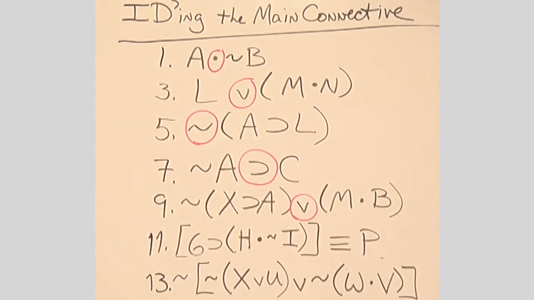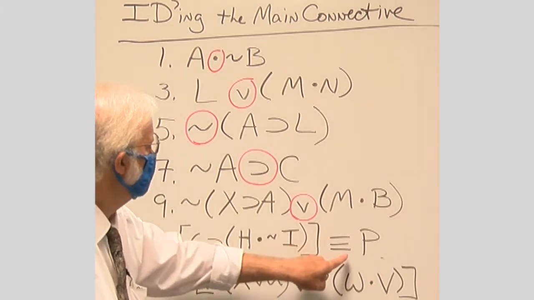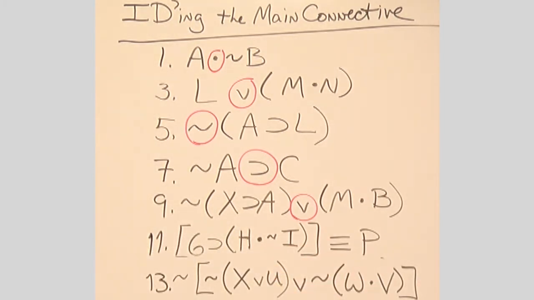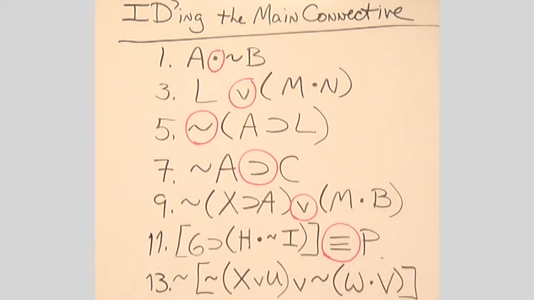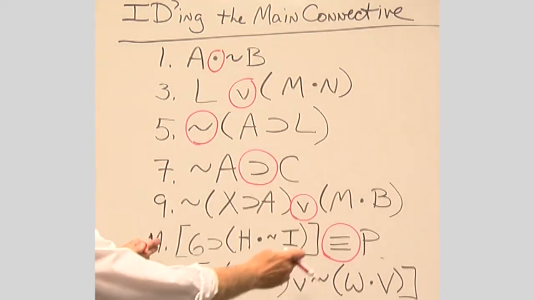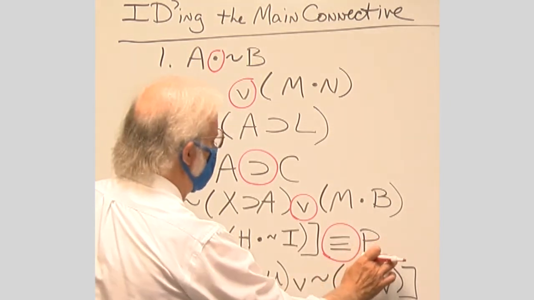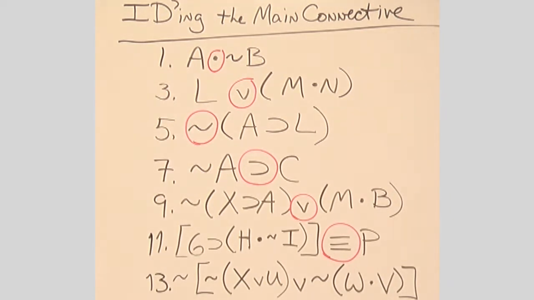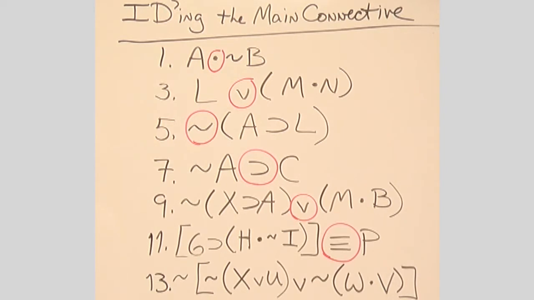Number 11 has an important moral principle to it as well. Notice that it says, if G, then both H and not I, if and only if P. What's the main connective here? Right. It's the triple bar. Why? Because this set of brackets groups together all of this in the left equivalent. The right equivalent is simply P. So it's the triple bar. Notice again, the triple bar is the only connective outside of a set of fences. So it's got to be the triple bar.